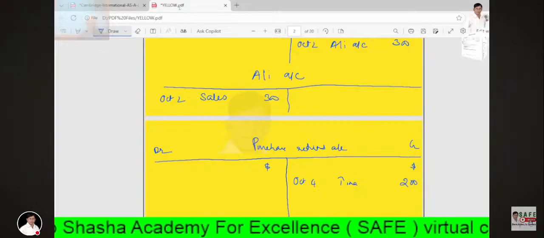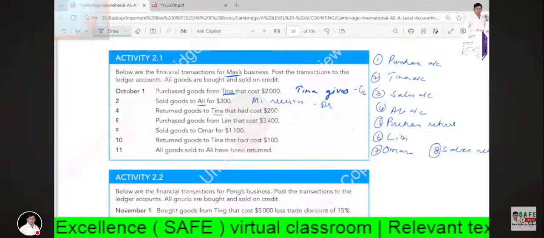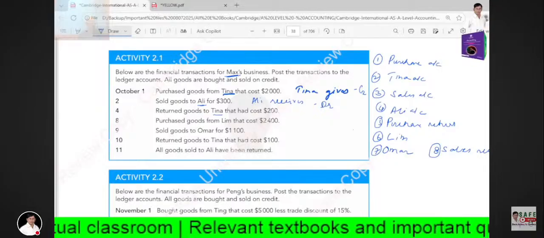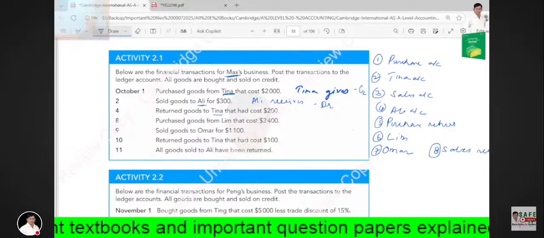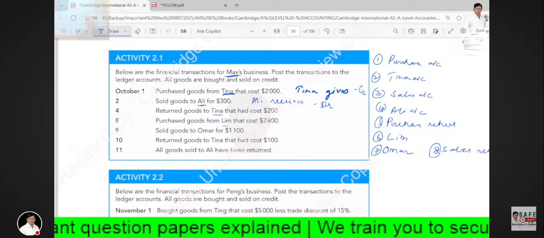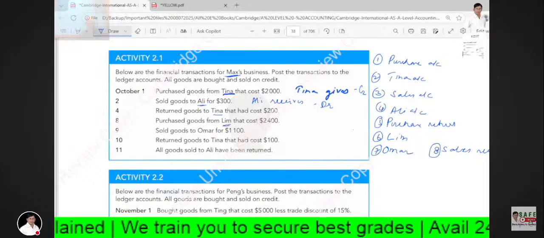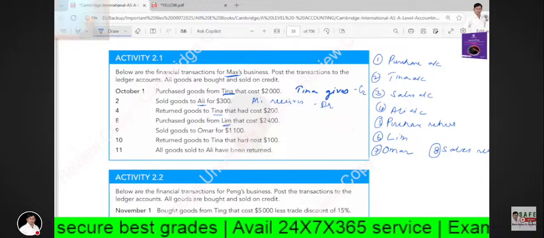Now next, purchase goods from Lim that cost 2400. So Lim is another person. So again, what is Lim doing? When you purchase from Lim, obviously Lim gives.